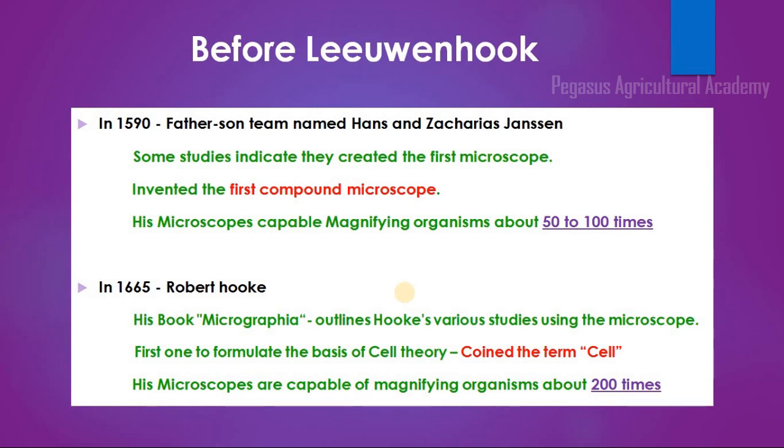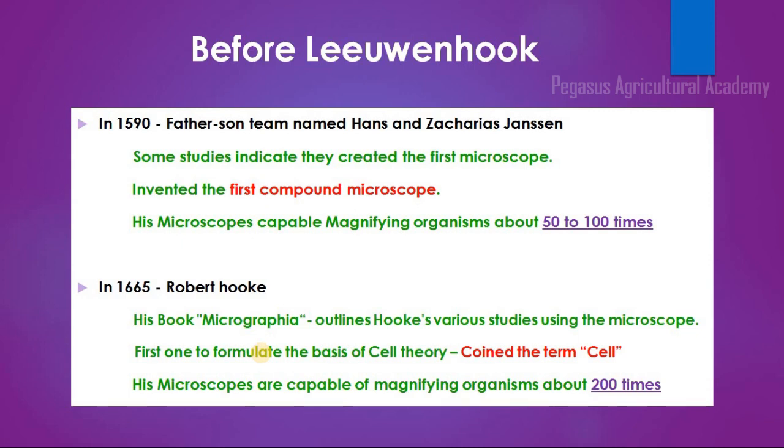Okay, he wrote a book called Micrographia, which outlines the various studies using his microscope. And he is the first person to formulate the basis of cell theory. And Robert Hooke is the person who coined the term cell. Okay, and the magnifying capacity of the microscope used by Robert Hooke is 200 times.